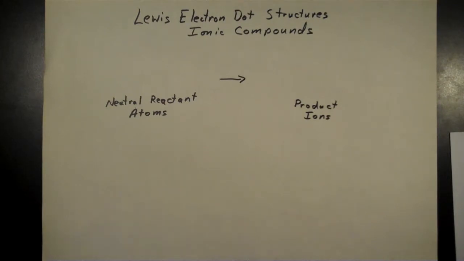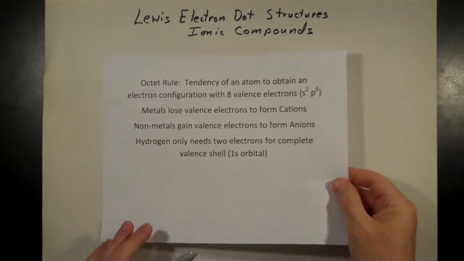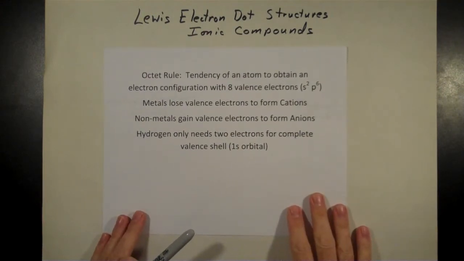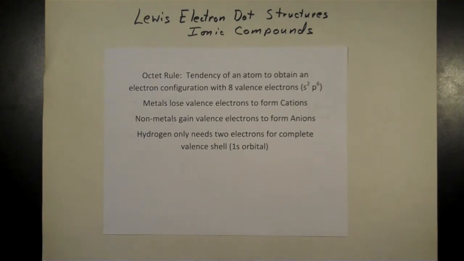So you have a really good understanding of why the atoms are doing what they're doing and why they end up with the charges that they end up with. All right, so the first thing we got to think about with this, or the rule that kind of governs this process, is called the octet rule. The octet rule is the tendency of an atom to obtain an electron configuration with 8 valence electrons.